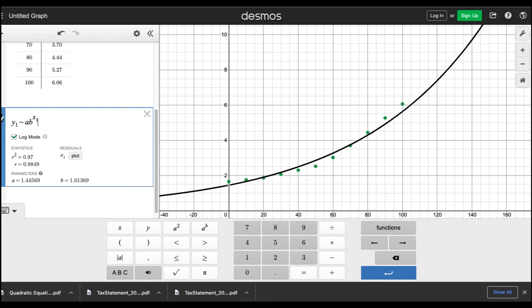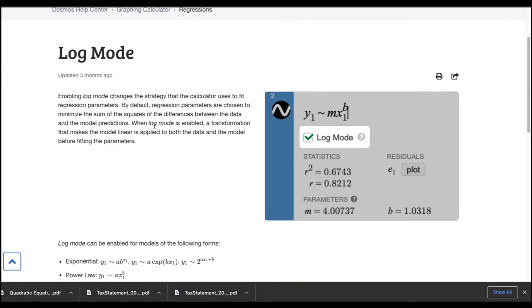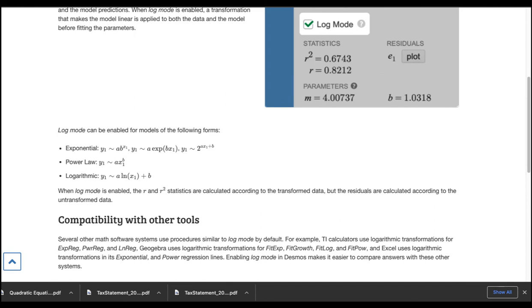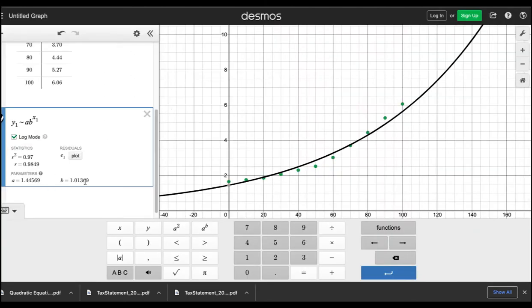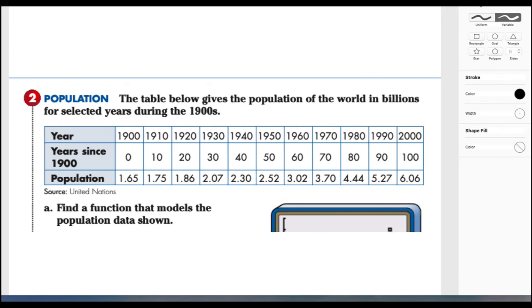So I looked up what log mode was, and they have a kind of complicated explanation that shares with us a little bit of information about why Desmos doesn't do log mode initially, but what I'm finding is that log mode is giving us an answer that your text came up with, using probably a TI-82 graphing calculator. So this is more aligned in terms of numerical values with the values that you'll get from the textbook. So using log mode would be helpful when you're doing your assignment, all right? So that's what we got. I'll write down the function that we got.